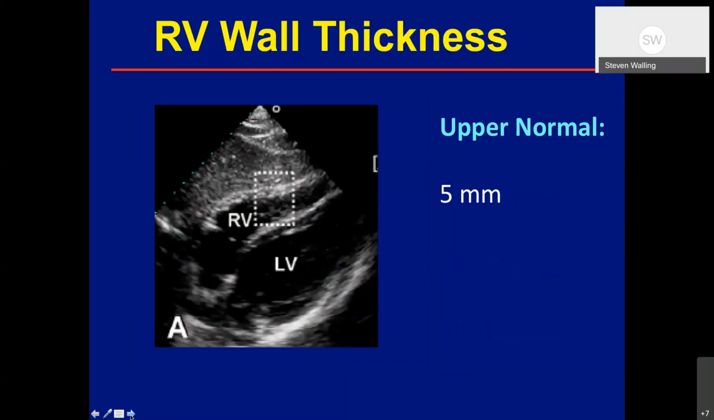And this is also the subcostal view, where you look at the RV wall thickness. I believe this is the best view. When you have a question, for example, does the patient have amyloidosis, and you see a very thick LV wall, you want to pay attention: does this patient also have RV hypertrophy? This is the best view to look at the thickness of the RV wall. And as we talked about earlier, the upper normal is 5 millimeters.